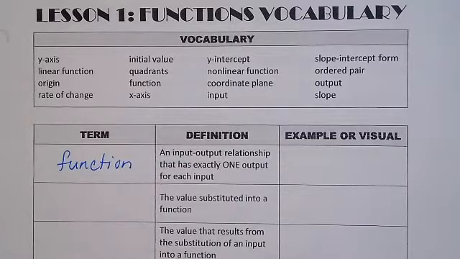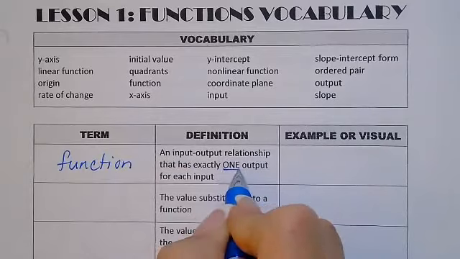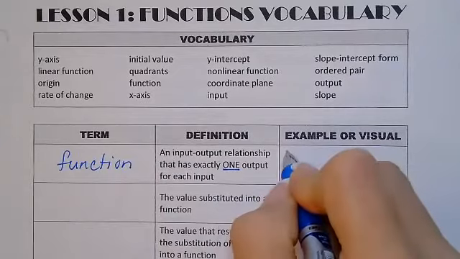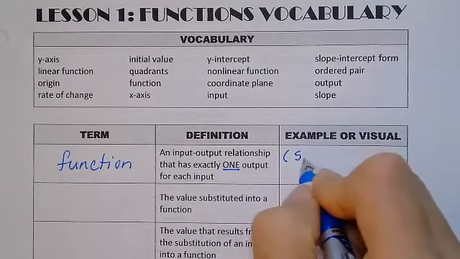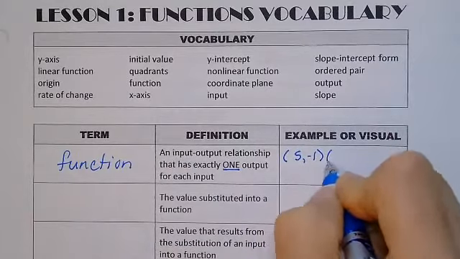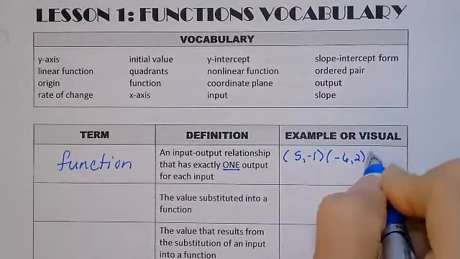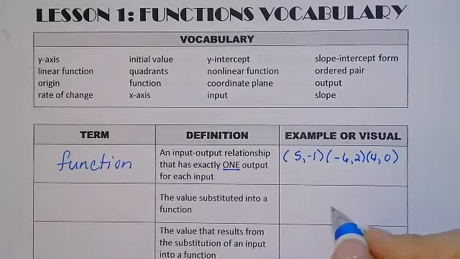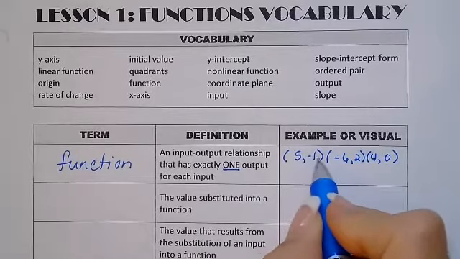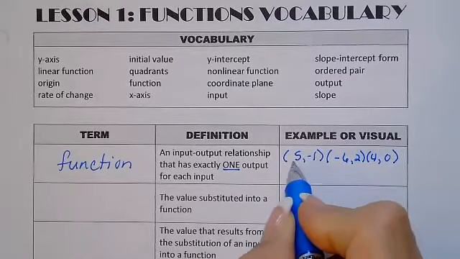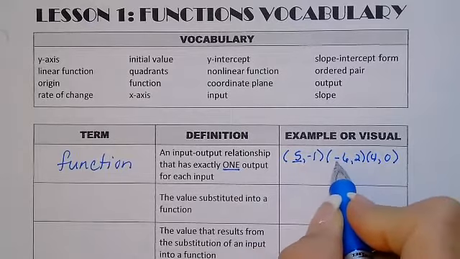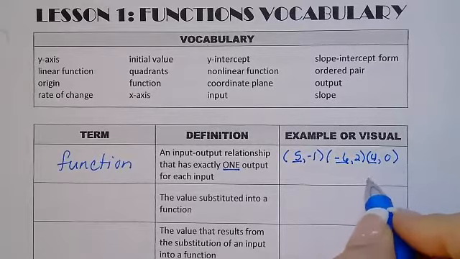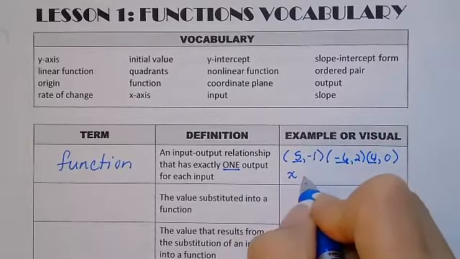So the thing to remember about a function is that it has exactly one output for each input. So we're going to make a list of ordered pairs: (5, -1), (-6, 2), and (4, 0). So each input has exactly one output. 5's output is -1, -6's is 2, and 4's is 0. So X does not repeat.